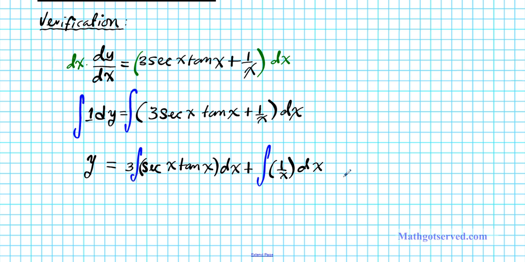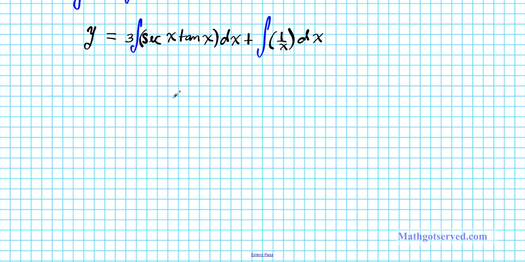Alright, so let's go ahead and find the antiderivative of these two expressions. We're going to have y equals 3 times the antiderivative of secant x tan x, which is simply secant x. The antiderivative of 1 over x is the natural logarithm of the absolute value of x, plus a constant, but this is a composite constant. It's a constant from the left side of the equation and the right side of the equation combined, all right?